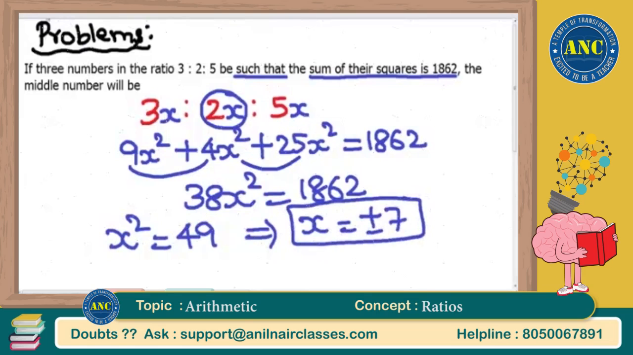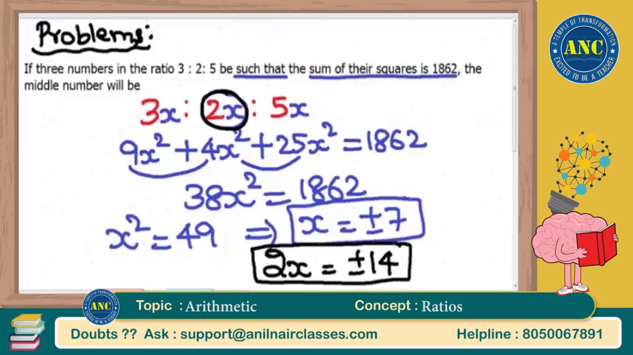But I am not interested in getting the value of X. I want the middle number. Middle number is nothing but 2x. 2x will be how much? Plus or minus 14. Answer for this question is plus or minus 14. Check which option is given, plus 14 or minus 14. If both are given, there should be another option called both A and B or whatever it is. Mark that particular option. Idea clear, sir?